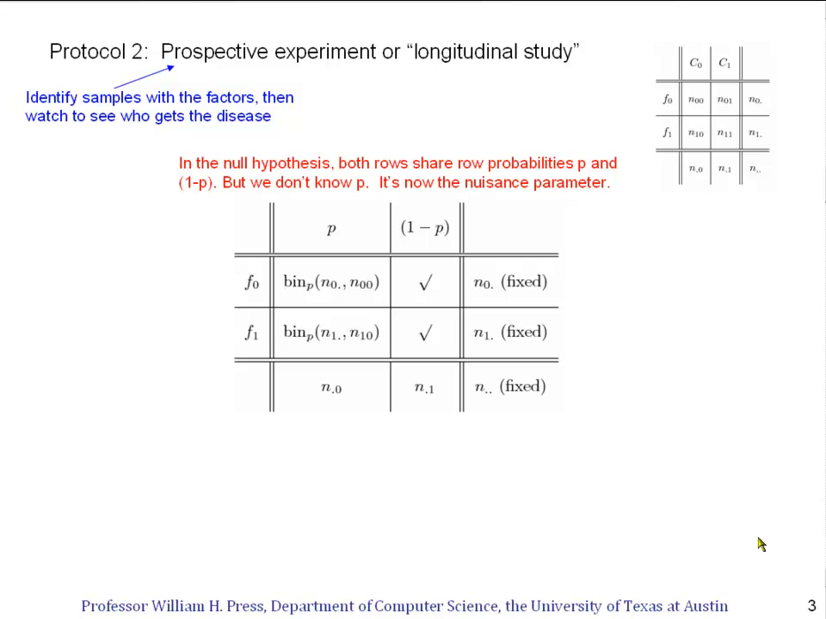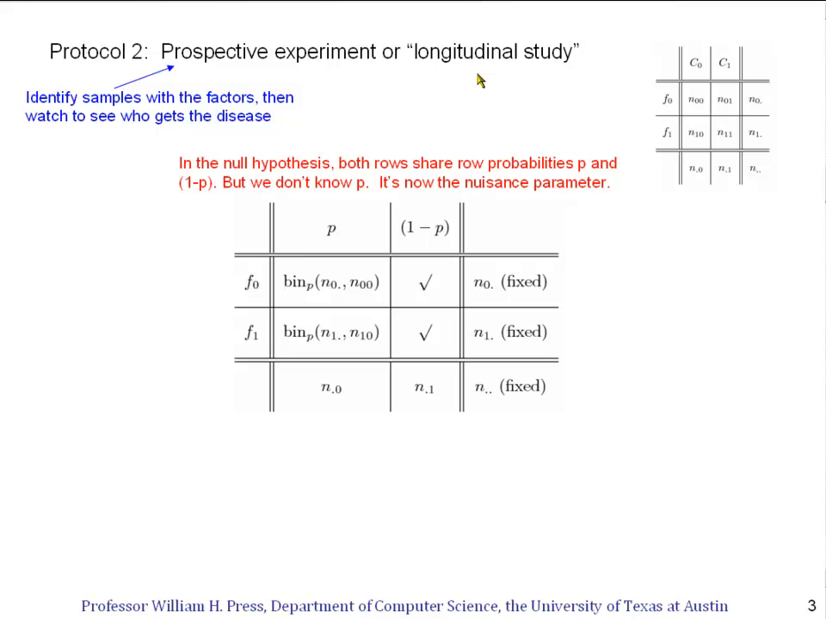Now let's consider a different protocol, protocol 2. This is called a prospective experiment or a longitudinal study. Here the idea is we identify in advance samples for these factors, maybe a whole bunch of people who have been vaccinated and a whole bunch of people who have not been vaccinated, and we enroll them in our study so that their number is fixed. Notice now it's the row marginals that are fixed. And then we follow them over time. That's why it's called a longitudinal study, and see over maybe the next 10 years how many get the disease and how many don't get the disease.